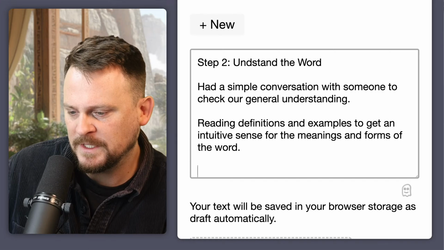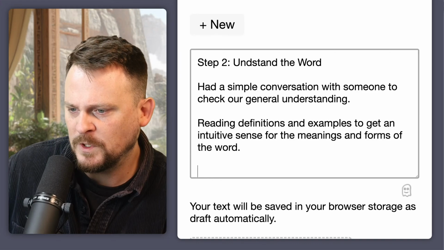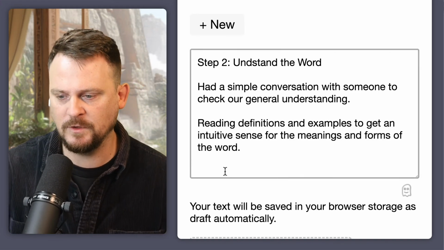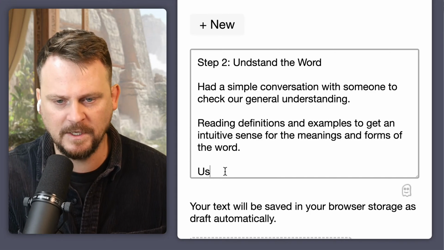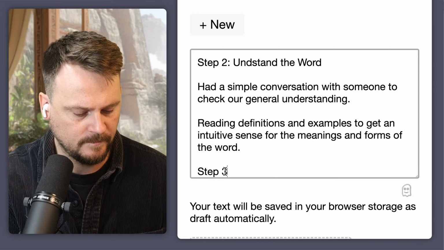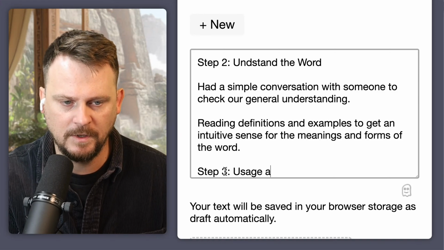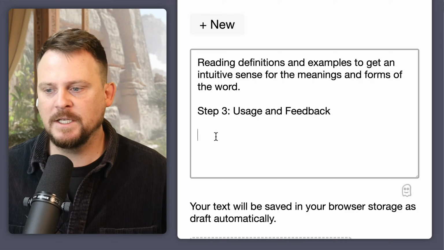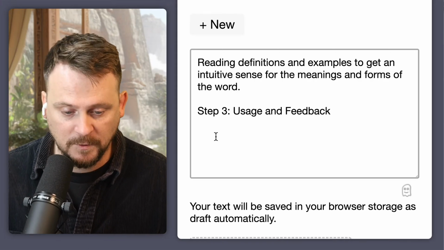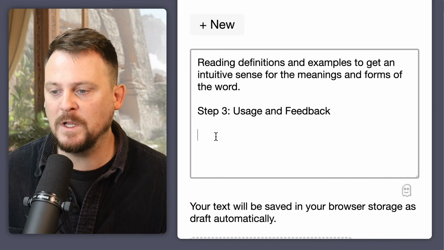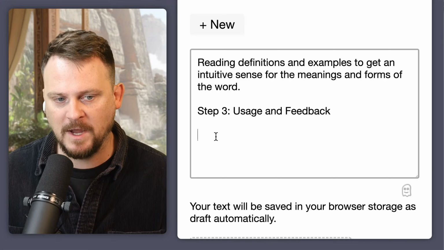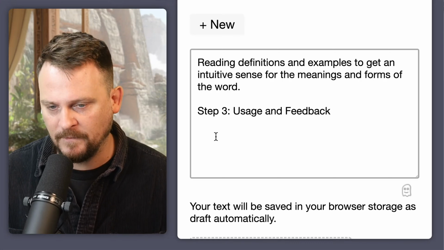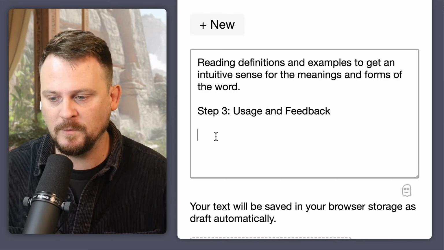Step 3 is to use it, to practice using it. Usage, we did this a little bit already, but step 3, usage and feedback. Now, usage and feedback is, let's recap. First, we discovered it. We explore and we discover. Second, we learn. We didn't learn all of it. We didn't have time to look at every single thing, but you spent time looking at the forms and the meanings and the connotations. Maybe you practice a little bit with quizzes.